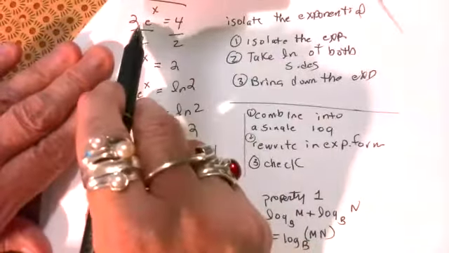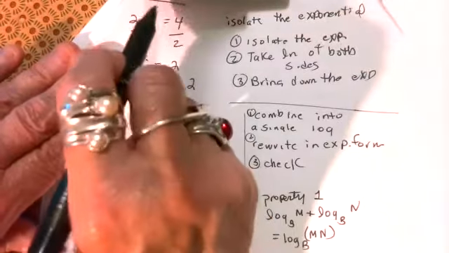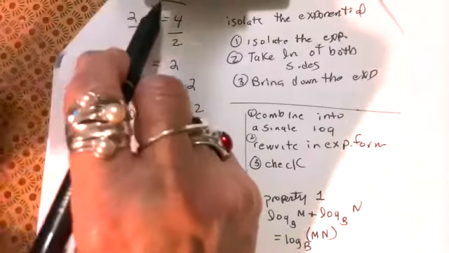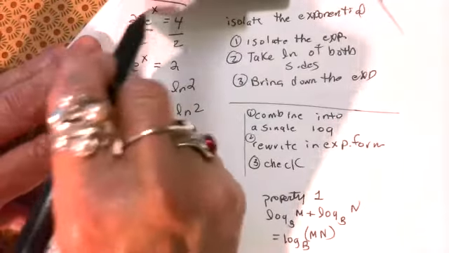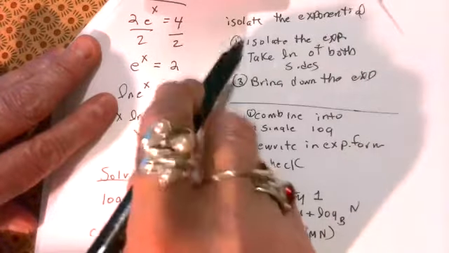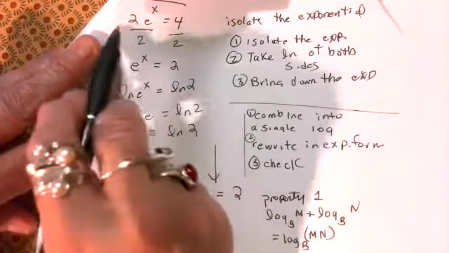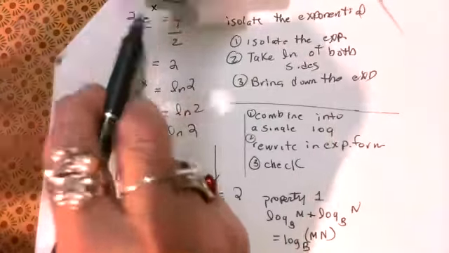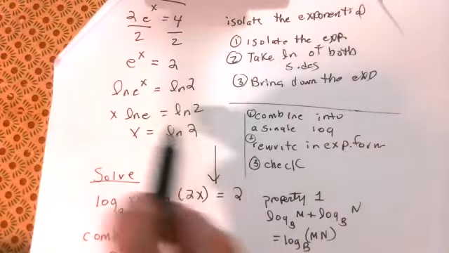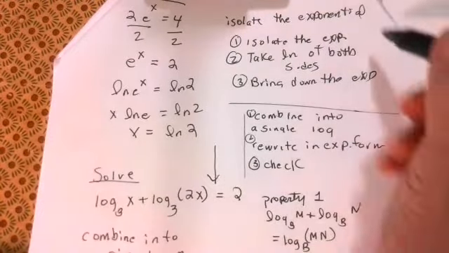This is just another exponential equation. And the thing I do want to point out here is that if your exponential expression is multiplied by a number, divided by a number, or there's a number added to it, you need to get rid of that first. So you want to isolate the exponential. That's really the first step. So I divide both sides by 2. You don't want to take the natural log with that 2 there. Okay, so divide by 2, then take the natural log, then bring down the exponent, and then get your answer. So these are the steps.